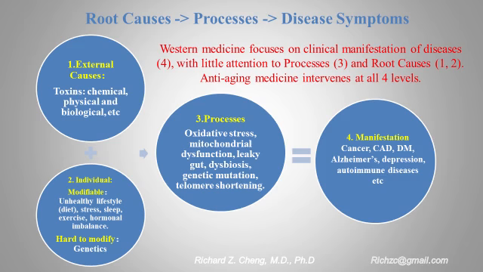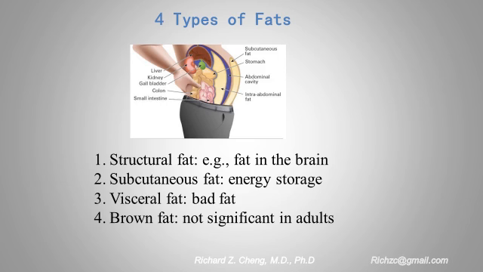Briefly, let's discuss the types of fats in our body. Generally speaking, we have about 4 types of fats. First is the structural fat, the fat that makes up our body parts, for example, the brain. People say you have a fat brain. Yes, you do. About 20% of the brain is fat, and our cell membranes are all fat. Structural fat is not for energy or storage. It serves a structural purpose.